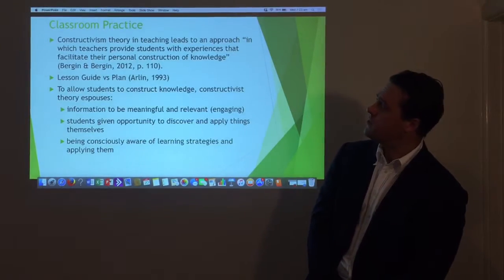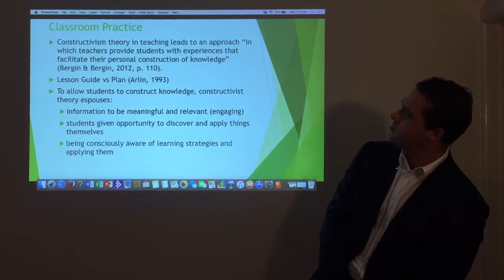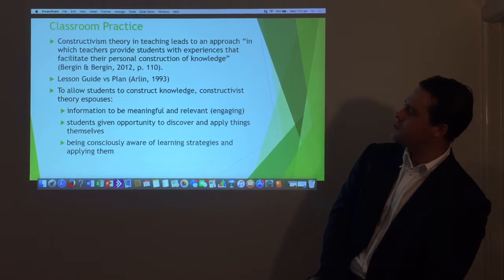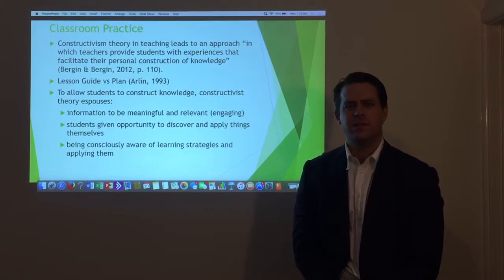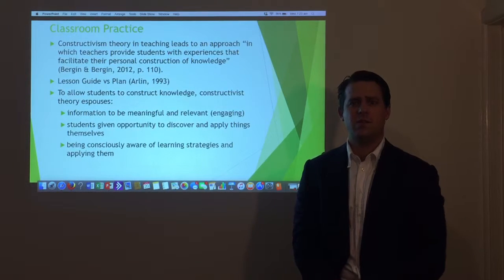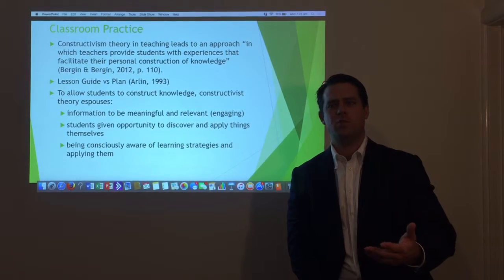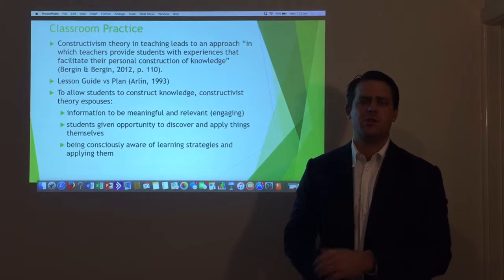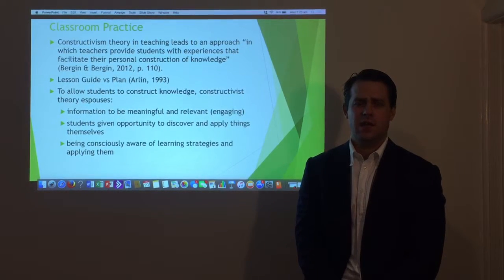The implications for classroom practice are many. Constructivism theory in teaching leads to an approach in which teachers provide students with experiences that facilitate their personal construction of knowledge. Ireland spoke of a lesson guide versus a lesson plan. A lesson plan is a very linear plan of a lesson, whereas a lesson guide under the constructive theory allows for fast forwards, rewinds, feedback loops and so forth, depending on the abilities of the students and where lessons go. It's a little bit more laissez-faire.